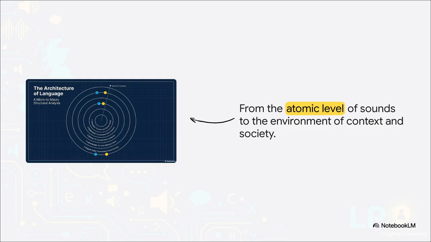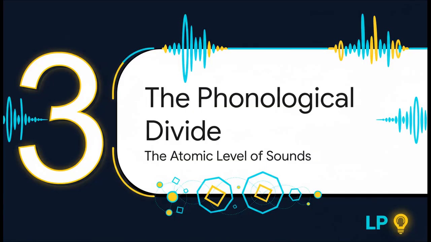We're going to start right there in the middle, at the phonological level. That's the individual sounds. And then we're going to zoom out, level by level. We'll go through how words are formed, then how sentences are built, then meaning, and finally, all the way out to the biggest layer, social context. And that brings us to our very first level of contrast, the phonological divide. I mean, this is the absolute bedrock of a language, its unique inventory of sounds.